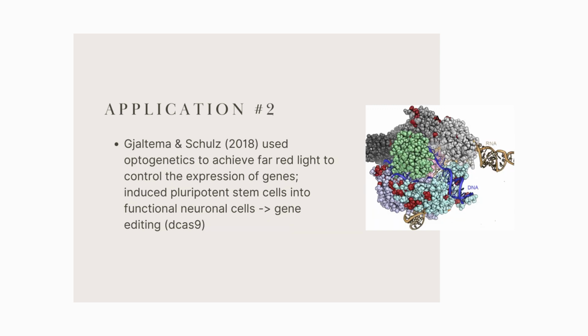The second application I have over here is a study conducted in 2018, which used optogenetics to achieve far red light to control the expression of genes. So, what researchers did is that they induced pluripotent stem cells into functional neuronal cells.